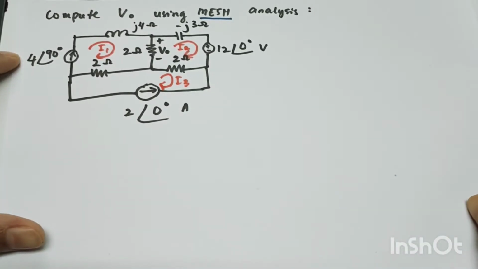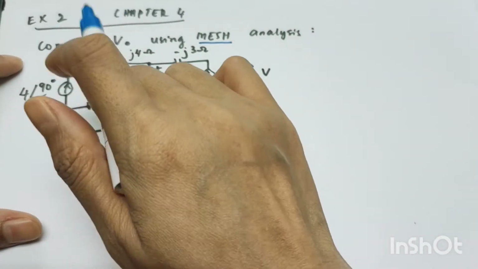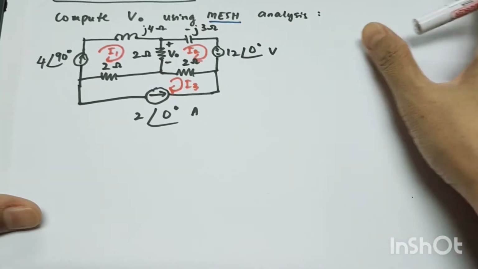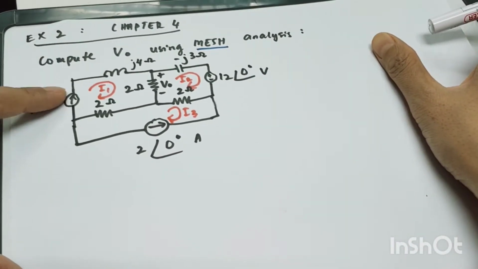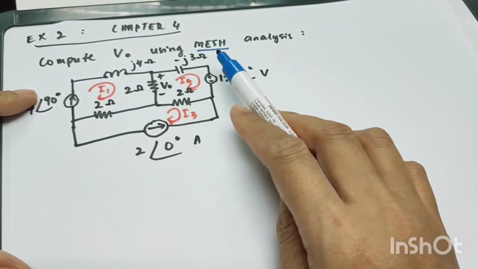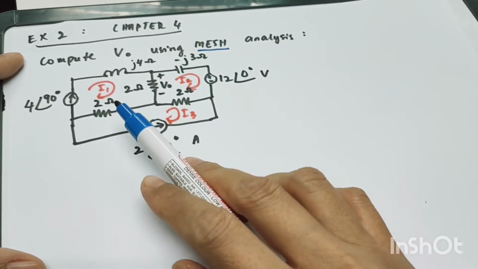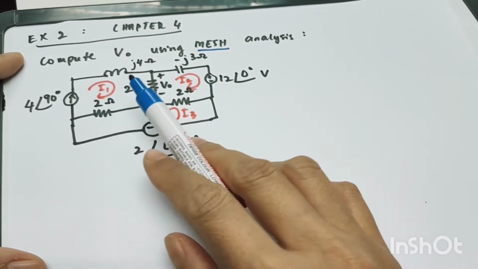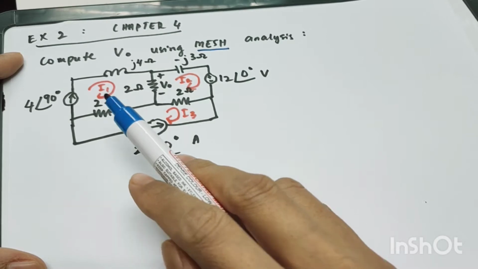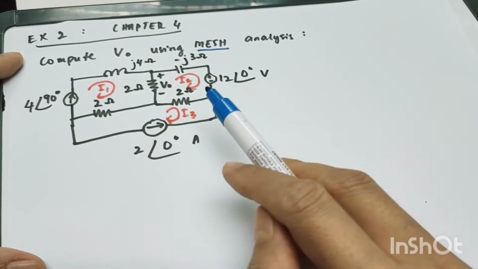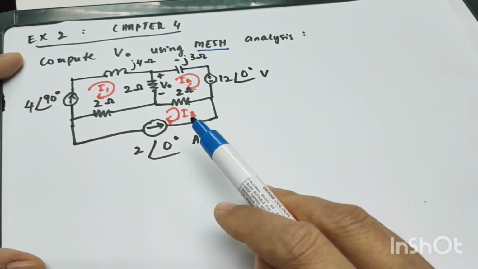Okay, so this is example 2 from chapter 4. As you can see here, the question is: compute V naught using mesh analysis. Given the circuit like this, you have three meshes, or three loops: 1, 2, and 3. Let's say I name this loop I1, this is I2, and this is I3. Let's see the first loop.